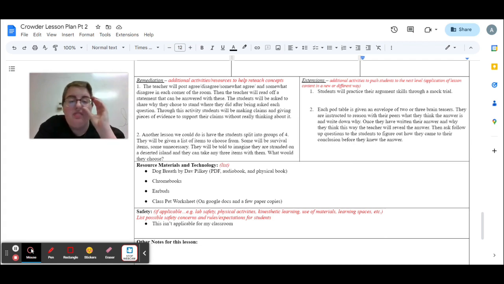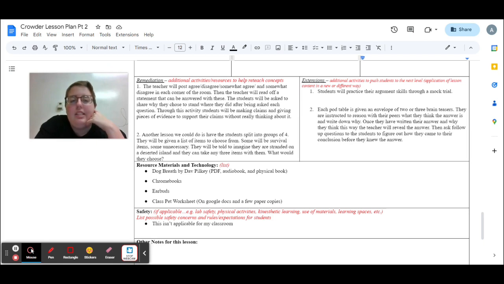activity. And then the second one is each pod is given an envelope of 2 or 3 brain teasers. They are instructed to reason with their peers what they think the answer is and write it down and why. Once they have written the answer down and why they think this way, the teacher will reveal the answer. This one would be pretty quick. It would probably take like 15 to 20 minutes to do.